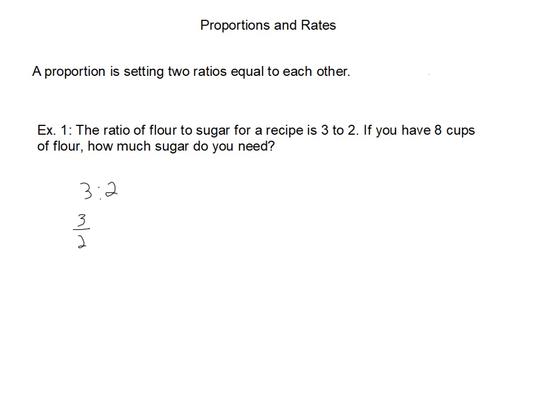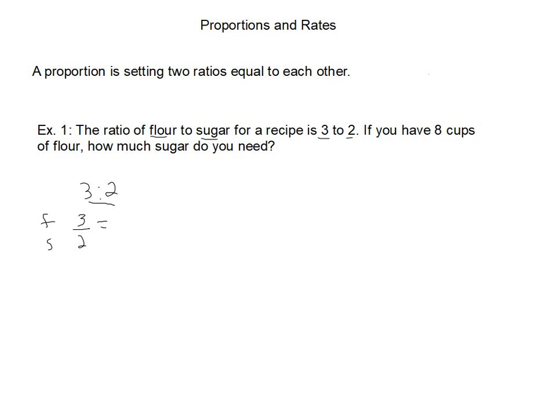The 3 in this case corresponds to the flour. Again, whatever word comes first here is what is first here, and whatever comes second here is second over here. So the 3 corresponds to the flour, and the 2 corresponds to the sugar. And we're going to set this up as a proportion. The proportion is basically just setting two ratios equal to each other.